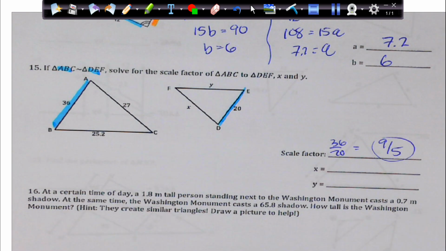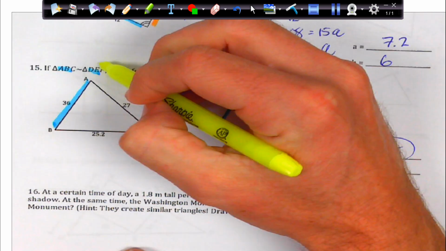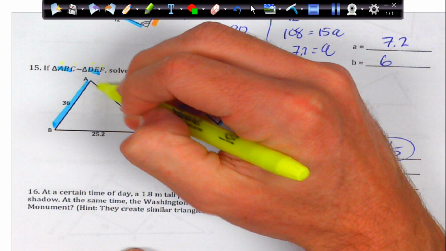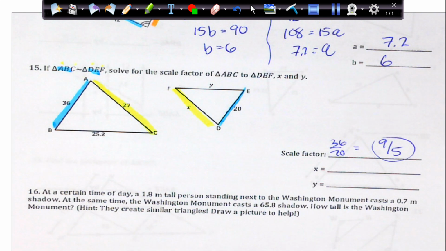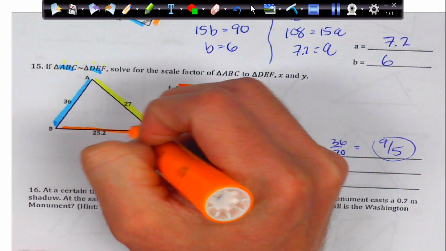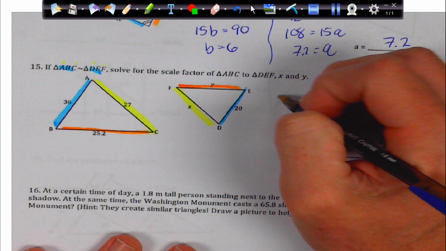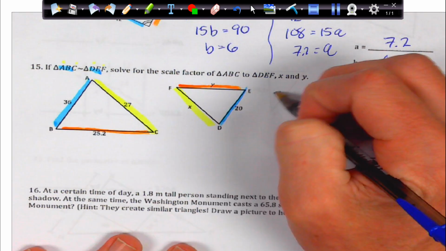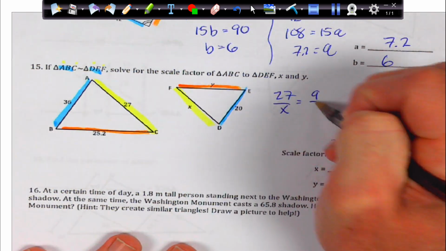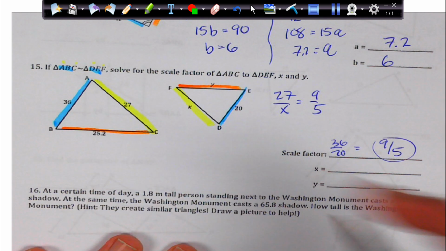Now I can set up my other pieces. FD, if I look here, FD, that should be AC. And then the last one is obviously going to be right here. And then we just set up two proportions like we did on the last one. So this is going to go, I'm going to go from here to here. So 27 over x equals, I can use 9 to 5 because that's the same thing as really 36 over 20, it's just smaller values.